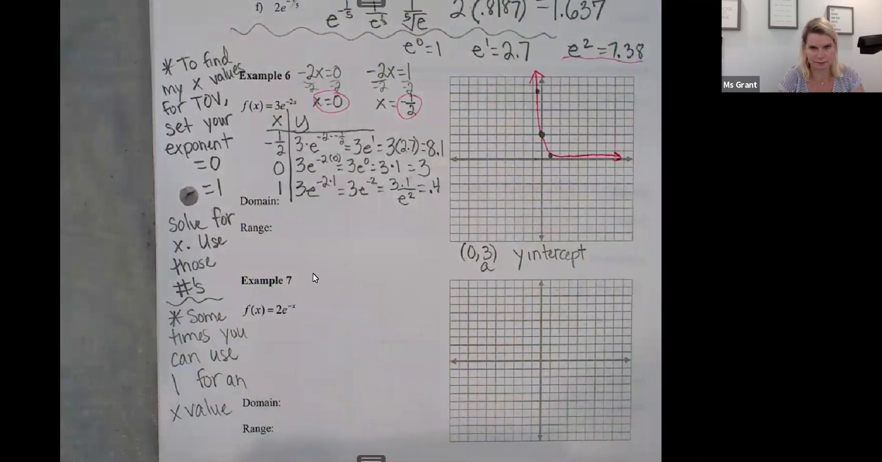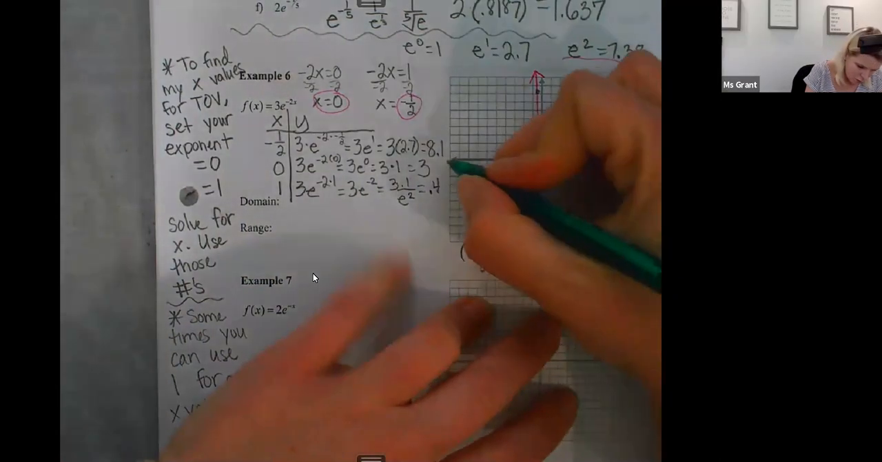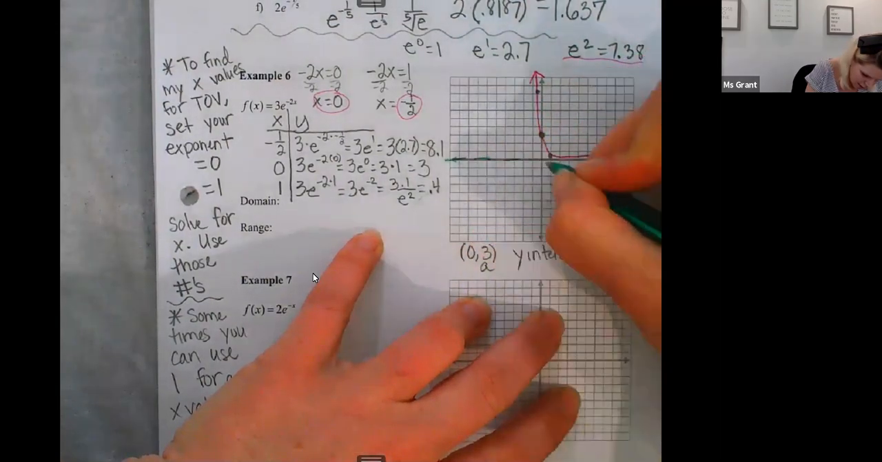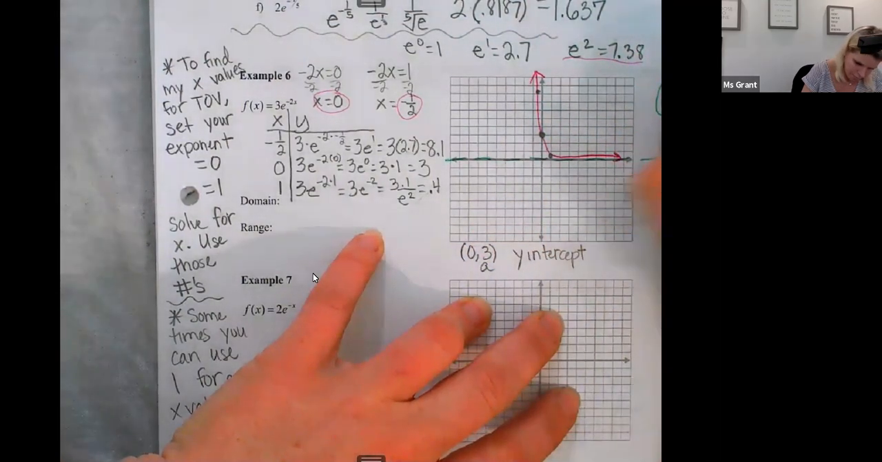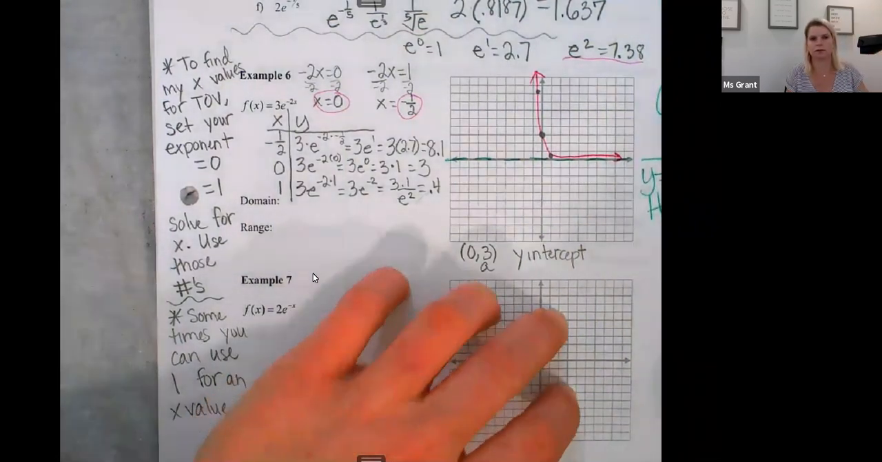So it never touches. No, it does not. And if you want to see, my horizontal asymptote is still y equals 0, horizontal asymptote.